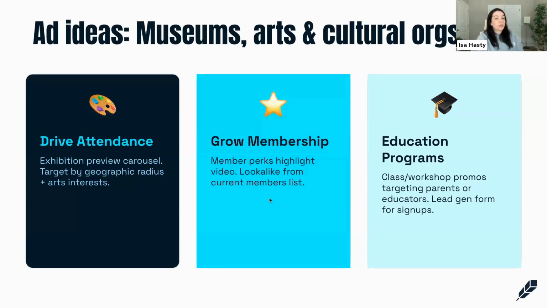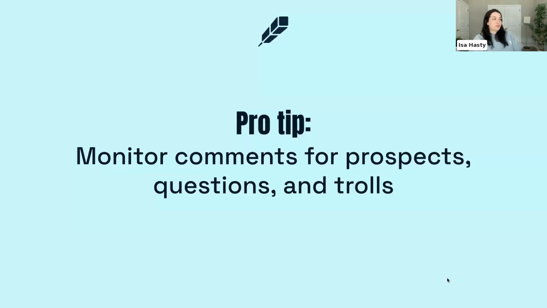Growing membership, so you might be selling subscriptions, season subscriptions, memberships, things like that. So you can highlight the perks in videos and in other ad content, and then education programs. So if you run an after school program or a mental health wellness program or anything like that, you can promote that as well. Target parents, target educators, school administrators, things like that, and try to get them to engage.